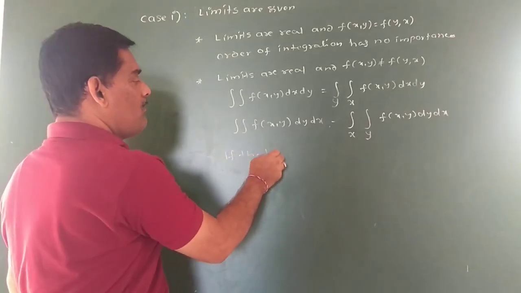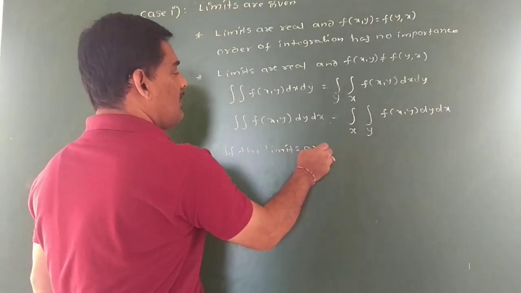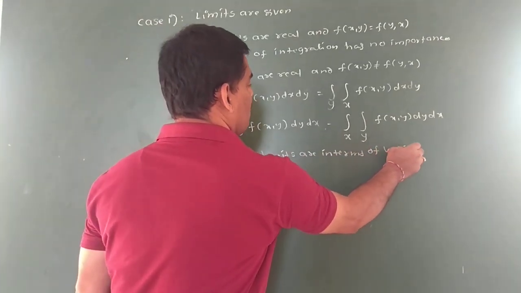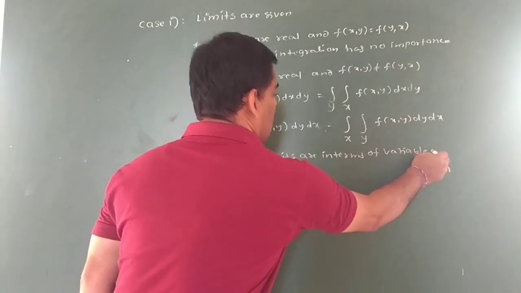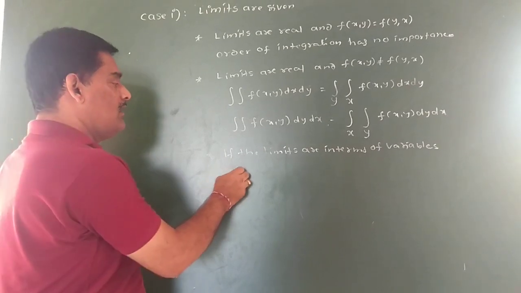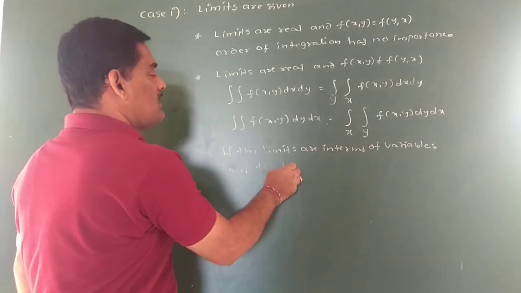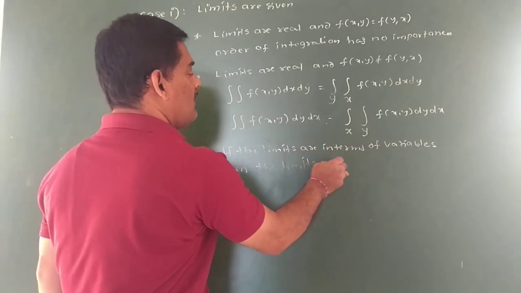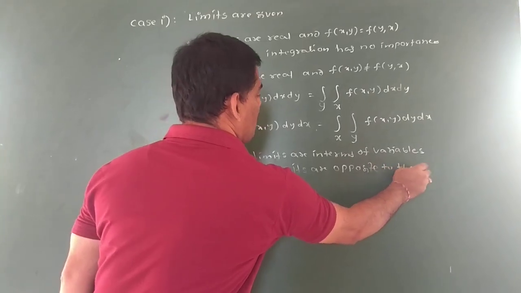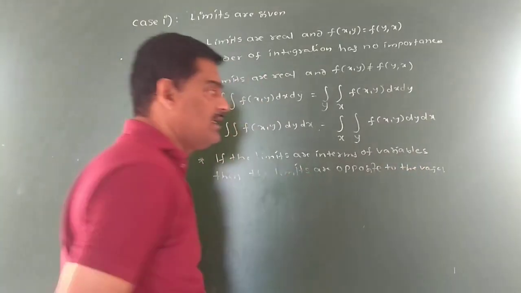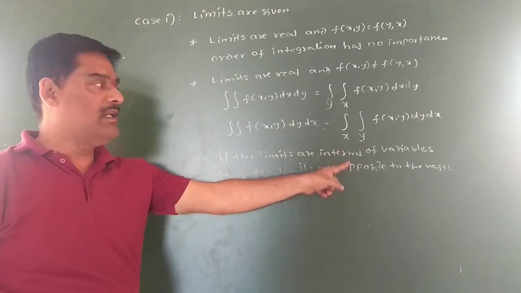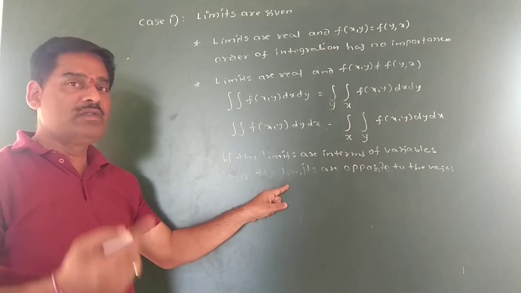if the limits are in terms of variables. That means the limits are represented in terms of variables. In that case, the limits are opposite to the variables. The meaning of this statement is, suppose the limits are represented in terms of variables, then those limits correspond to the opposite variables.